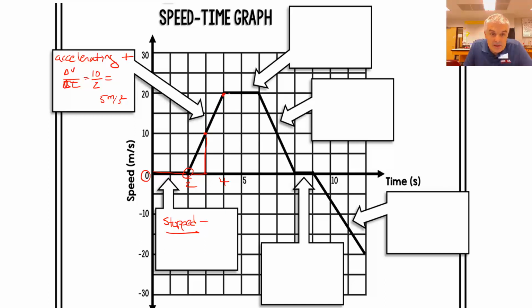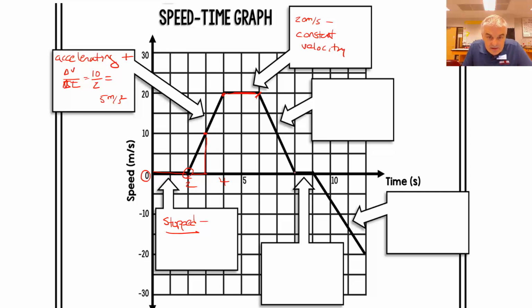And then what happens at this point? Now notice this is an important point. This is not going at a velocity of 0. He is going at 20 meters per second. So we'd call this constant velocity. Constant velocity. Mr. Bergmann can't spell. All right. Now, what happens at 6 seconds?